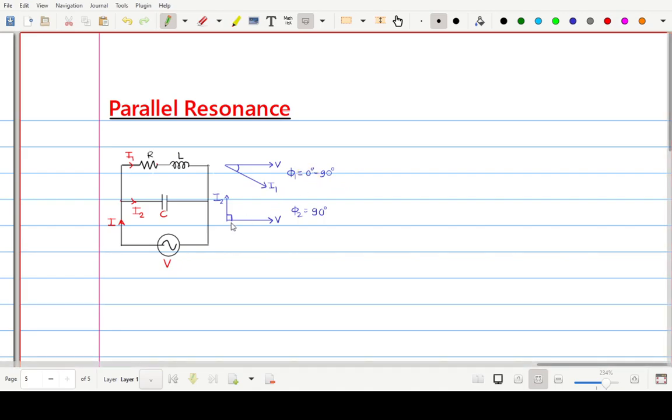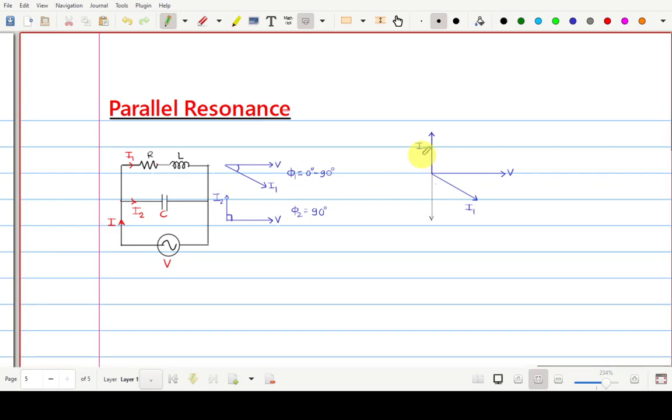Okay, and in the second branch there is only capacitance. So we know that in case of capacitance, current will lead with respect to applied voltage by 90 degrees. So here your phase angle is 90 degrees. Now when we overlap these two phasor diagrams on one another, we will get the phasor diagram for this complete RLC parallel combination. So this is your phasor diagram. Two phasor diagrams are overlapped on one another. Here you can see that I2 is on the y-axis, whereas I1 is in between the y-axis and x-axis.